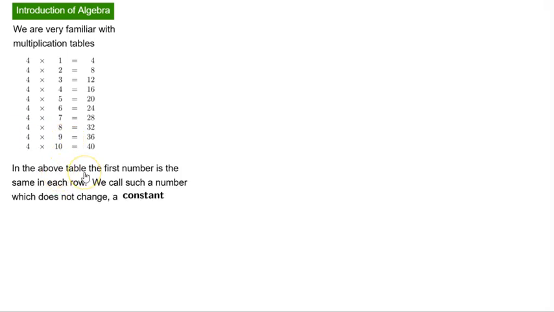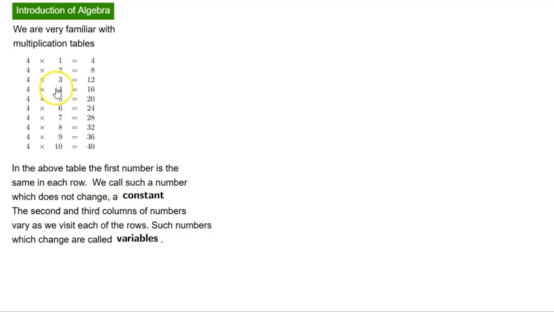Now, in the above table, the first number is the same in each row. We call such a number which does not change a constant. The second and third columns of numbers vary as we go and visit each of the rows. Such numbers which change are called variables.